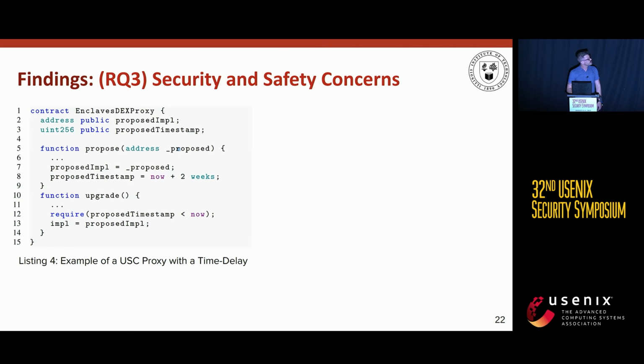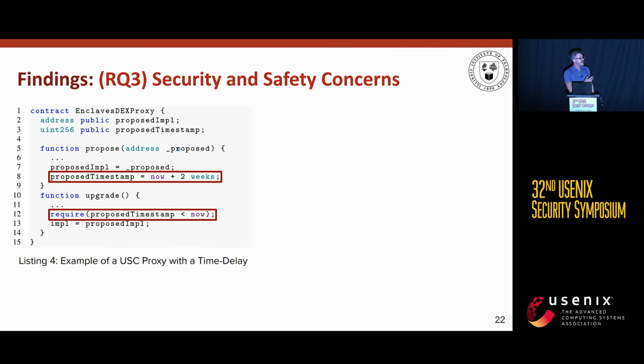Finally, want to show you an example of a proxy with a time lock. So you can see in this proposed function, they store the upcoming implementation address, but also the time 2 weeks from now when that upgrade can be pushed through. And then the upgrade function, this is how we identify this feature by checking for a require that compares the timestamp to the current timestamp.